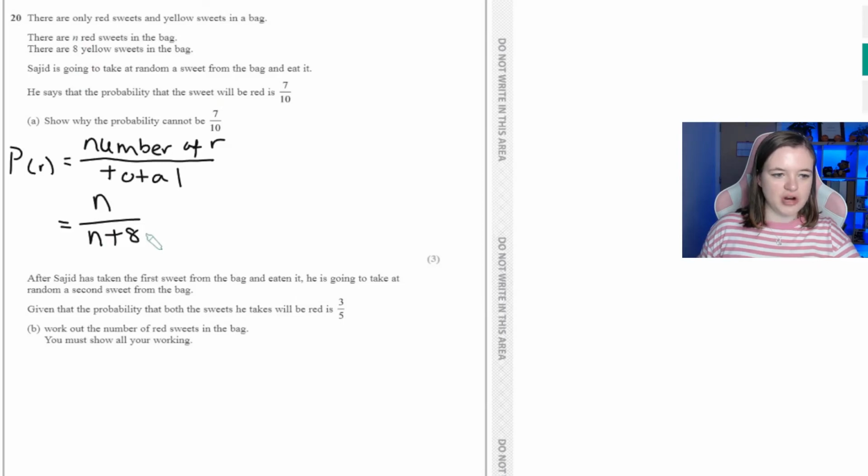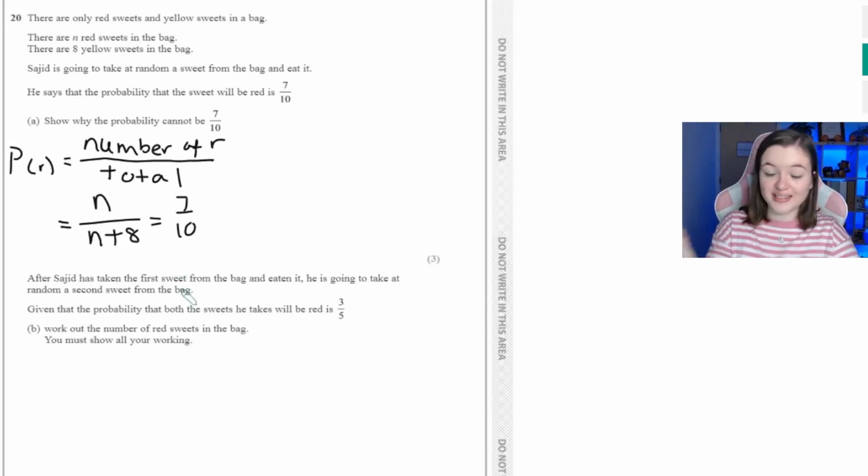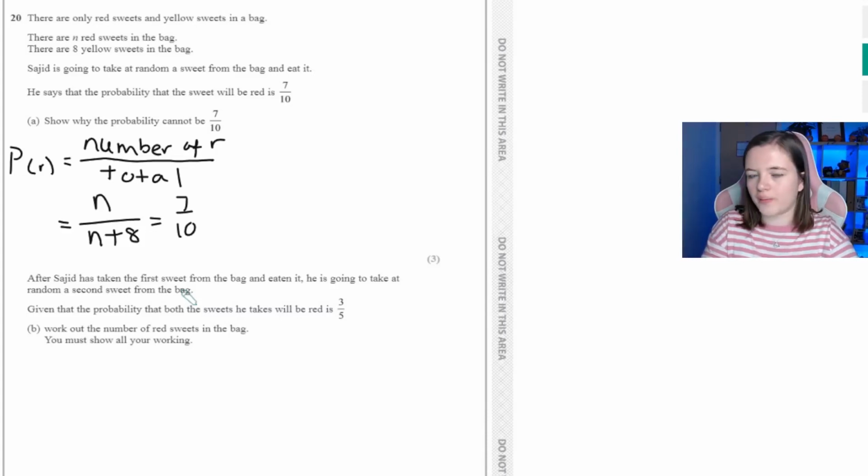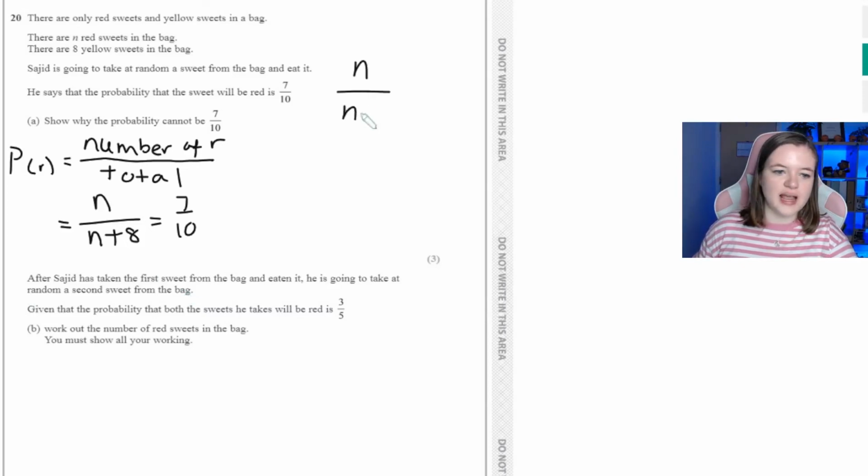Okie dokie then, we're trying to prove that this is not equal to 7/10. Well, let's put it equal to 7/10 and see what we get. See what n is. Because n can't be a fraction or a decimal, right? Because we can't have half a sweet. Well, technically, like earlier with Jack's question, you can technically have half a sweet and half a dessert. But in the world of maths, things work in wholes, right? So assuming that all his sweets are intact and not broken up, we're just trying to prove that n over n plus 8 equals 7/10, that n is not a whole number.